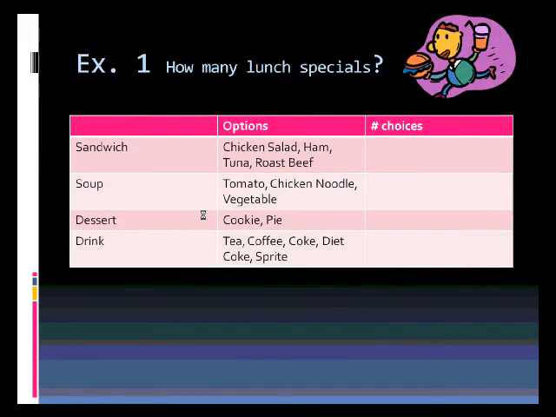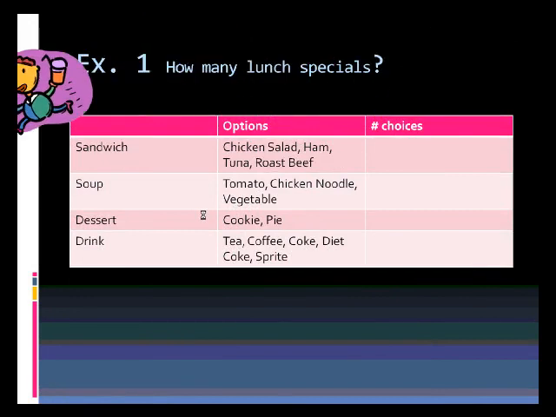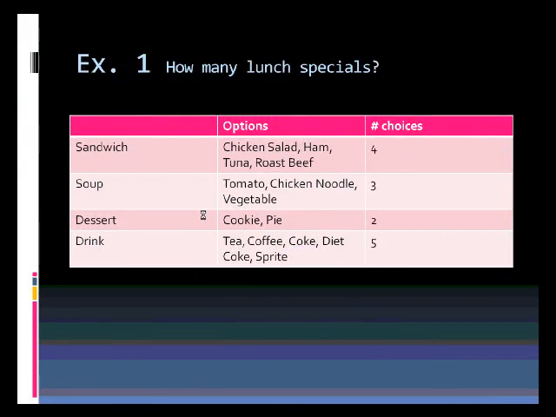So figure out first how many possibilities there are in each category. How many sandwiches are there? How many soups are there? Go ahead and write that out next to each row. All right? So we've got 4 sandwiches, 3 soups, 2 desserts, and 5 drinks.